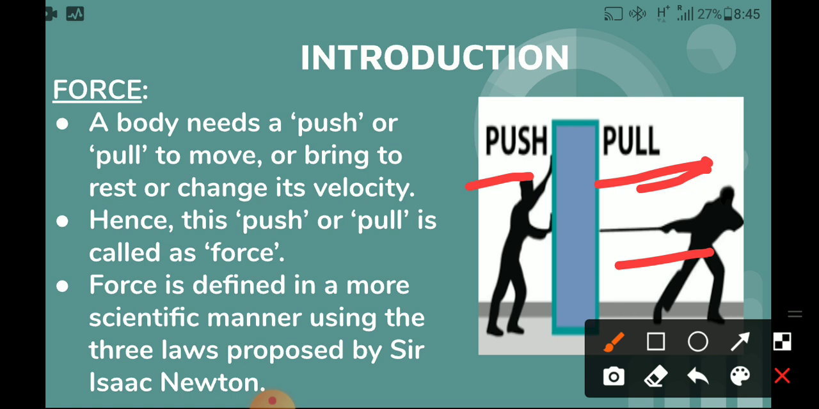Force is defined in a more scientific manner using the three laws proposed by Sir Isaac Newton. Isaac Newton gave three laws which are most important to define force. This is a general introduction of force.